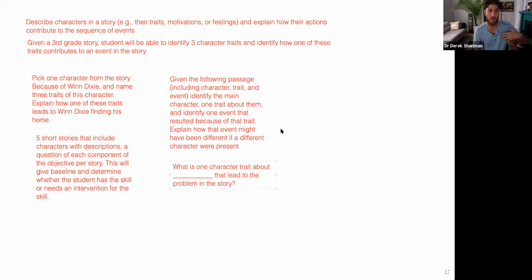Good. What do you like about the one you have here, your own? I guess that it's specific, it covers all the things in the objective. Yep. You pick a character, you name 3 traits. And I guess I'm thinking more of students who do struggle. So it's kind of leading them, it gives the event. They don't have to think of the event. It gives the specific. Good.